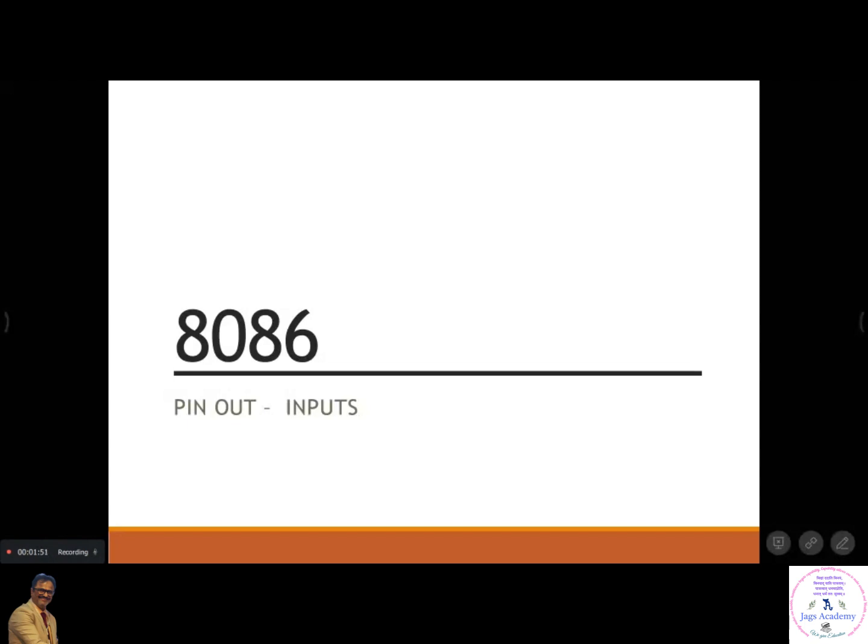Microprocessor is the brain of a microcomputer. Brain has to do a lot of controls, right? It has to send the signal, it has to receive the signal, it has to receive the data, it has to generate an address, everything is required. That's what we're going to see in this hardware part of the 8086 microprocessor.